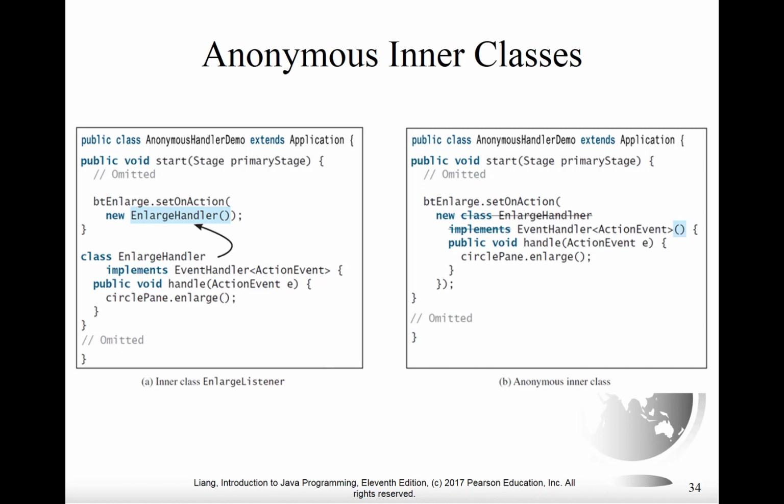Then our definition for this method here that we're providing is simply circle pane dot enlarge. So now what you want to do is mentally remove the part that's struck out, the class enlarge handler implements. Just remove that completely, and what you have left is what would constitute an anonymous inner class.